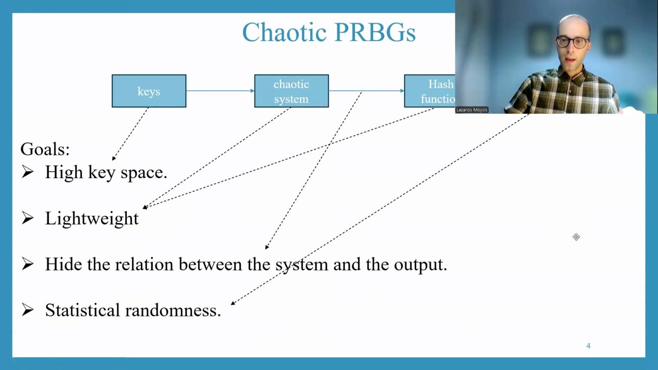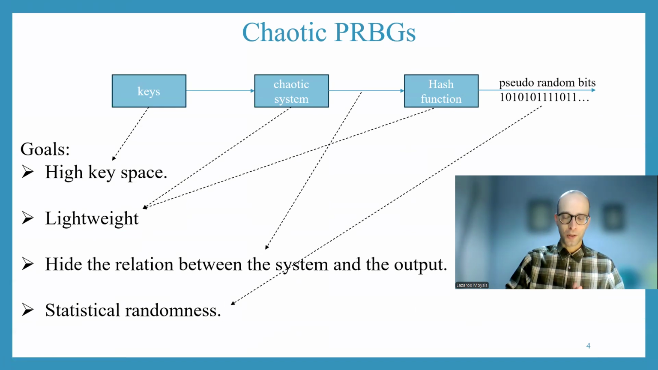Let me explain. I'm going to move my camera up and down so that you can see everything. The idea is that we are starting from a set of keys. When I say keys, I'm practically referring to the initial condition for the chaotic system and the parameter values for the chaotic system. These are the keys. Once we have the keys, we simulate our chaotic system and obtain a chaotic time series. Then we pass this chaotic time series through a function called a hash function, which is going to give us a fixed length output in each iteration.